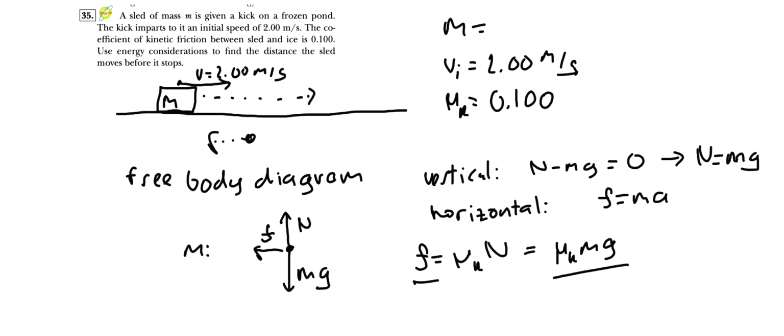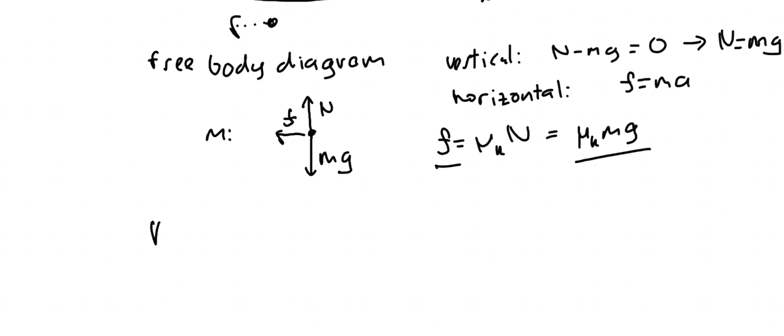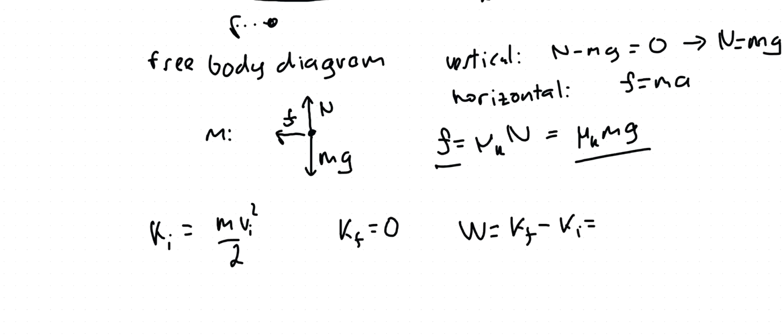Now we want to calculate the distance the sled moves before it stops. Initially the object has a kinetic energy of m v i squared over 2. When it stops, the object has a kinetic energy of 0. This means there's work done on the object, and that work is K final minus K initial, which makes minus m v i squared over 2.